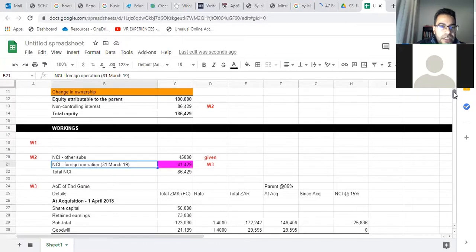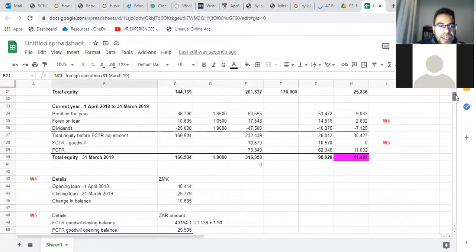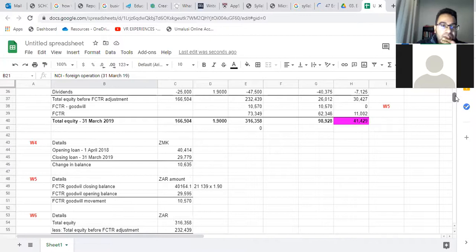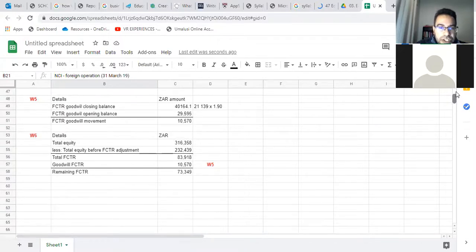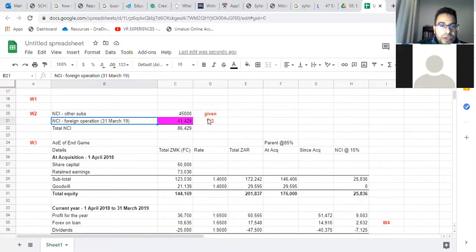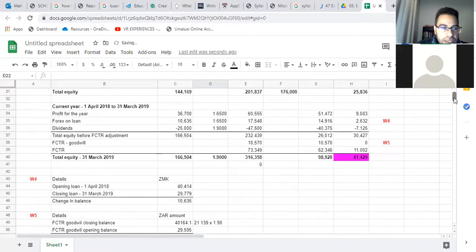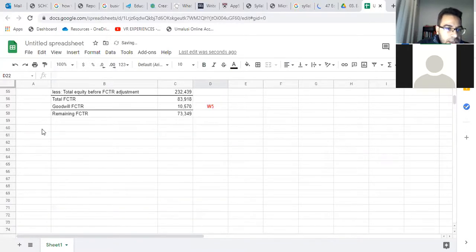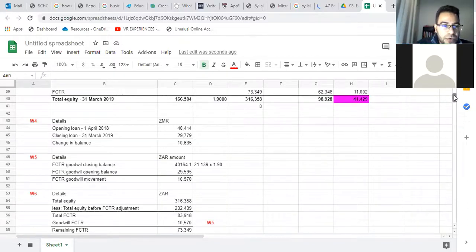Okay, now we can work out the foreign currency translation reserve. It's going to come from working 3, but maybe I'm going to change it to be over here. I'm going to do a bit of a longer calculation so you can see what I am doing. So basically, the foreign currency translation reserve, remember, if we have a look at this over here, this is very important to take note.